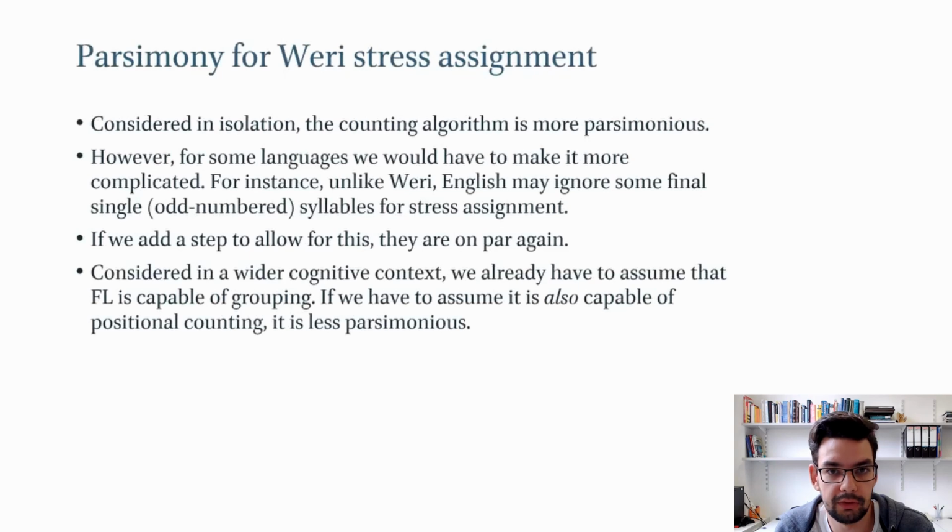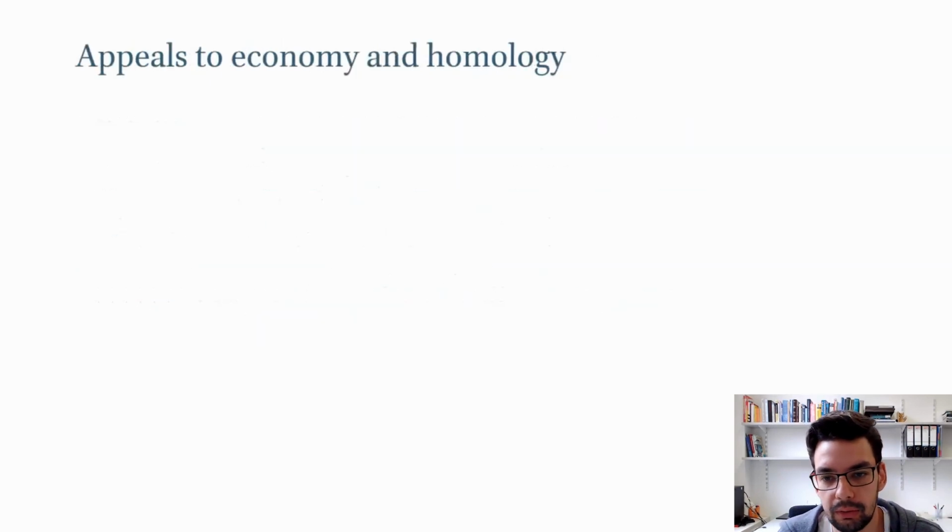So if we can say that stress assignment is based on grouping just like syntax is based on grouping, then we need to make one fewer assumption, namely that there's a mental capacity for grouping in the faculty of language, rather than the assumption that there's that capability and then a capability for positional counting as well. So this would be the argument for parsimony, and here it speaks against the counting algorithm once again, once we've worked through it, even though initially, if we take a very naive look, it might look the other way around. Some other common appeals that people will make are to economy and to homology.